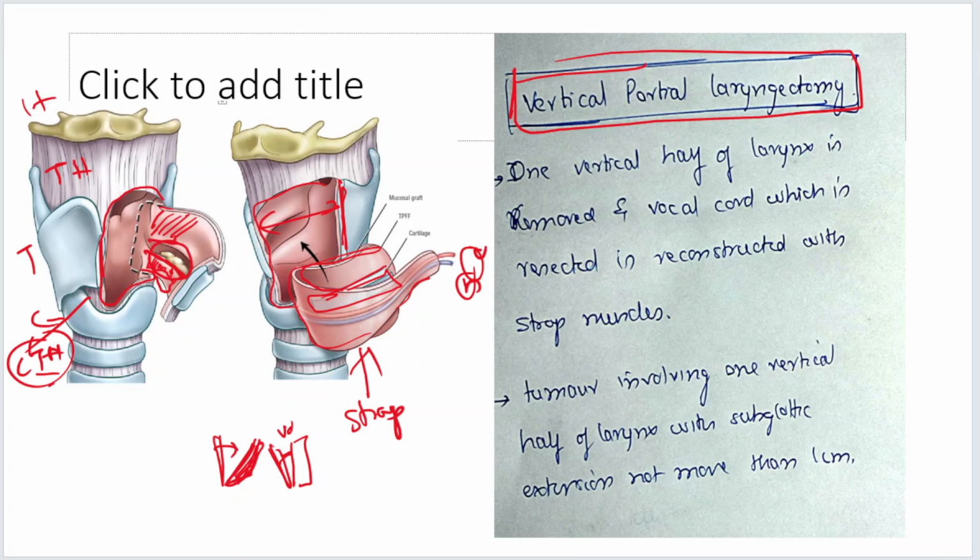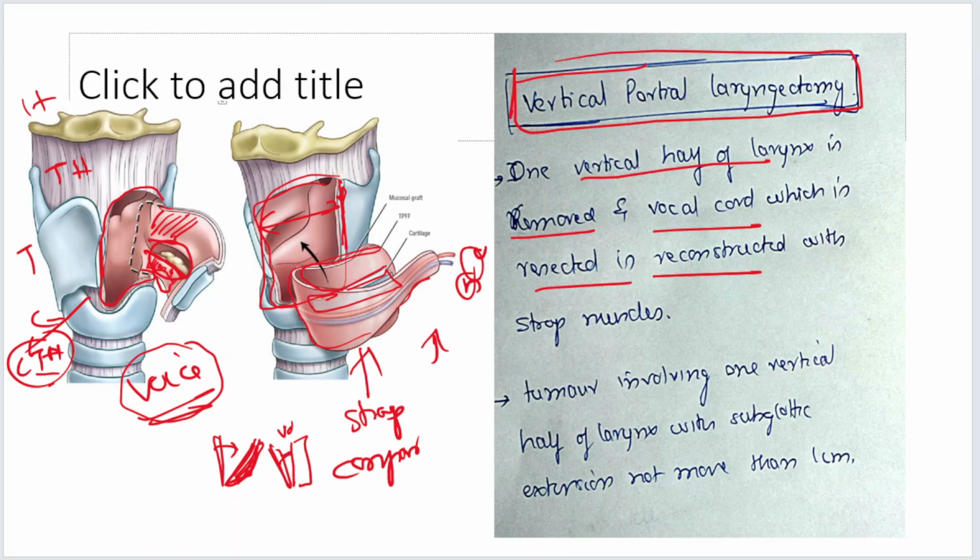So you're taking a composite graft which has its own blood supply and trying to fill in this defect, so that you are giving voice to the patient. If not his own original voice, the patient can speak, patient can communicate. So again, one vertical half of the larynx is removed and the resected vocal cord is reconstructed with strap muscles. It is for a tumor involving one vertical half of the larynx with subglottic extension not more than 1 centimeter, because you are going even into the subglottis. But if the subglottic extension is more than 1 centimeter, you cannot perform vertical partial laryngectomy.